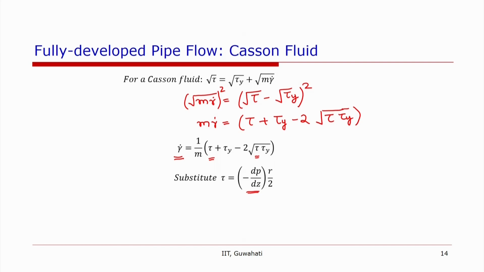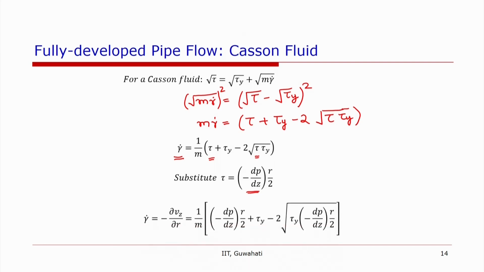So if we substitute these here, what we obtain is this. We can substitute that shear rate is equal to minus del Vz over del R is equal to 1 over m, as it is. In place of tau, we substitute minus dp by dz R by 2 plus tau y. We will not touch it as of now. Then, again we substitute the value of shear stress as minus dp by dz R by 2.